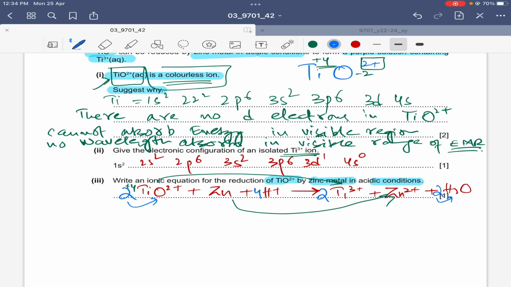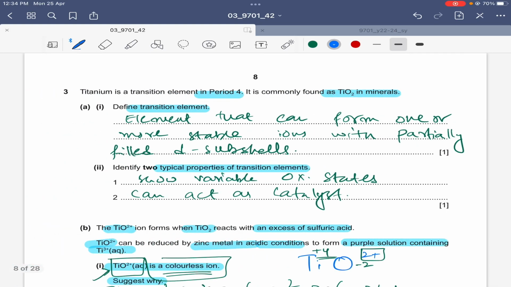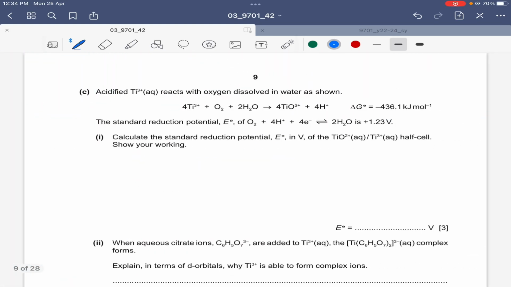So this is the ionic equation for the reaction of TiO2+ with zinc metal. Alright. Now the next part of the question is, acidified Ti3+ reacts with oxygen dissolved in water as shown, and delta G for this reaction is given.